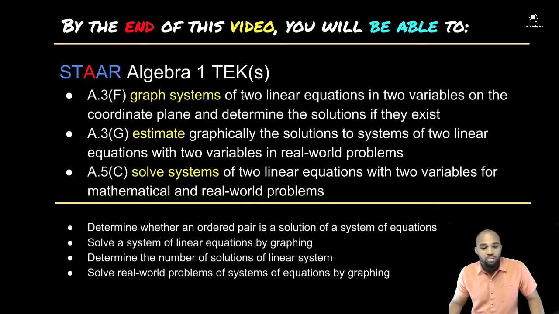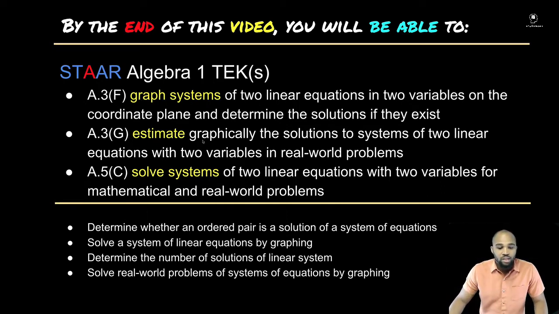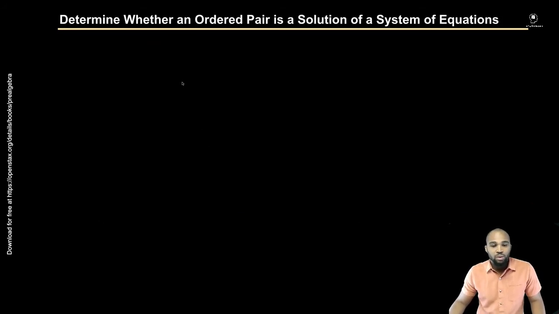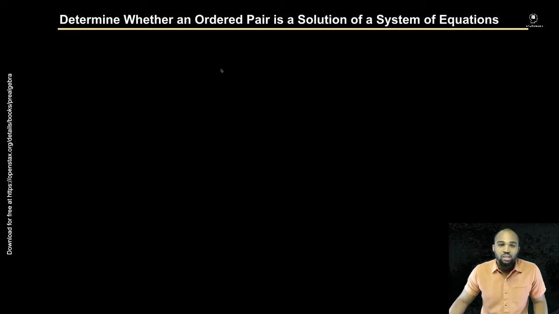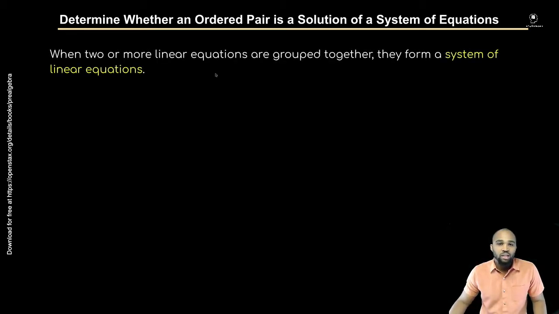Graph systems of 2 linear equations, estimate graphically the solutions of systems, and solve systems of 2 linear equations with 2 variables using mathematical and real world problems. So jumping right into it, determine whether an ordered pair is a solution of a system or not. How do you know whether some ordered pair or coordinates are a solution?